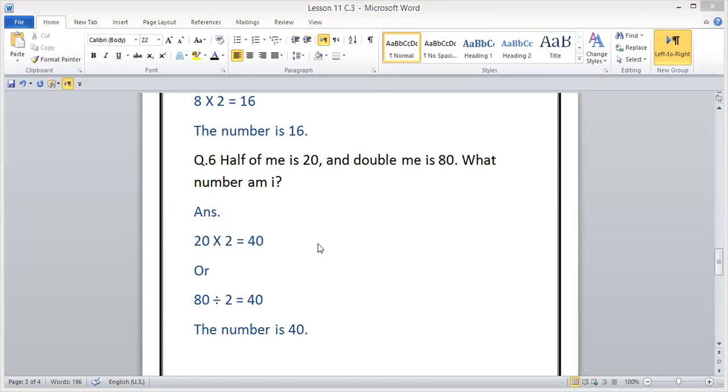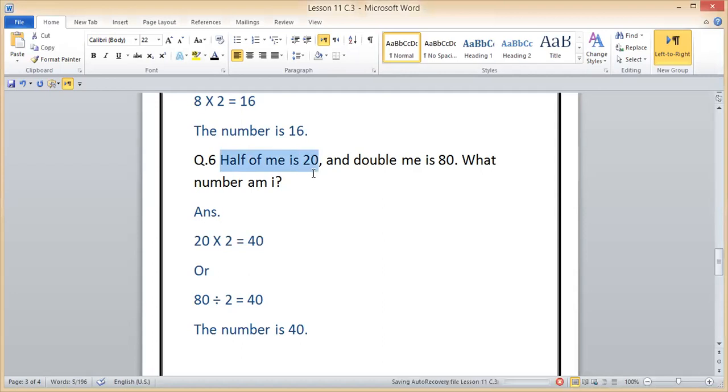So guys, we are using the concept of doubles and half in solving the number puzzles. Whenever half of a number is given and we are asked what number am I, you find out the opposite, to find out the double of 20, and in that way you will get the answer. There are two hints. Even if only one hint is given to you, you can find the answer. You don't need two hints for the answer, okay?